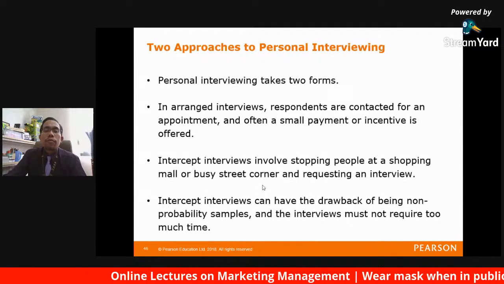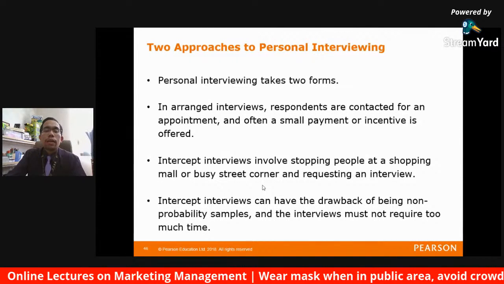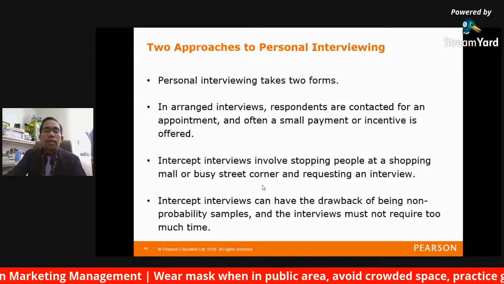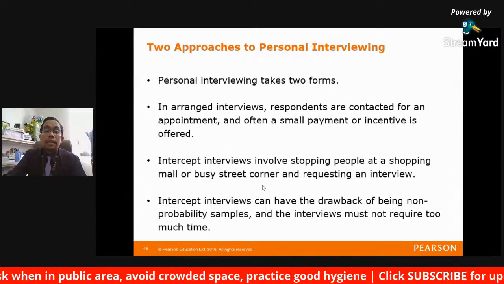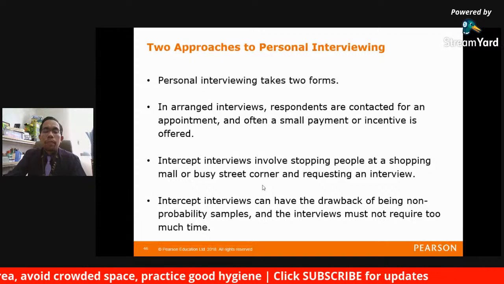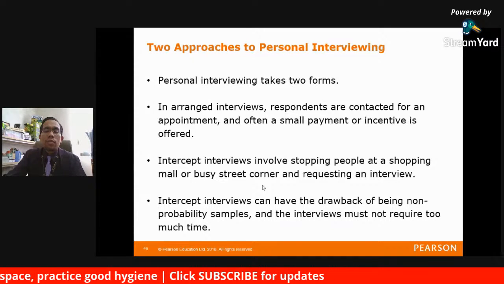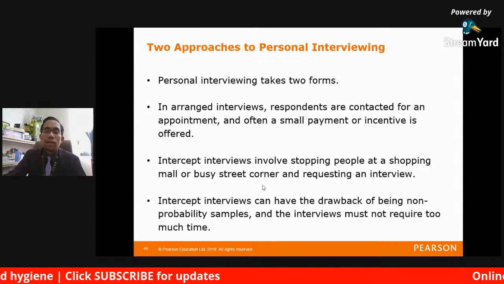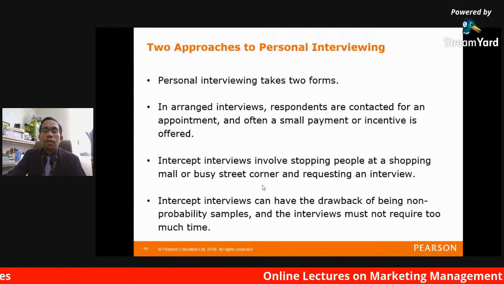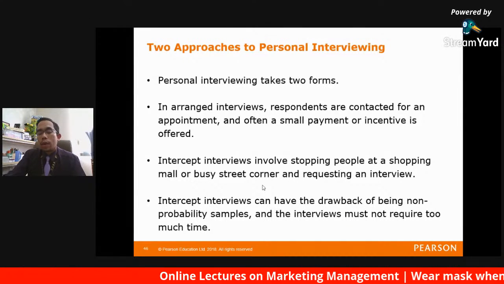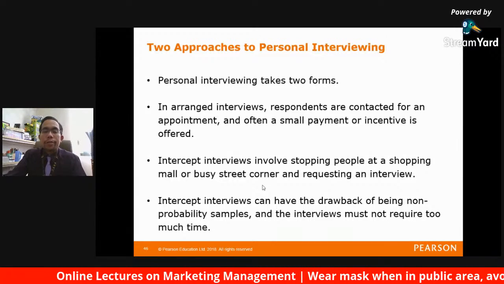Two approaches to personal interviewing. Two forms: one is arranged interviews, another is intercept interviews. Intercept means stopping people at a shopping mall or busy street corner and requesting an interview. If arranged, you ask and you pay some incentive to get their cooperation.